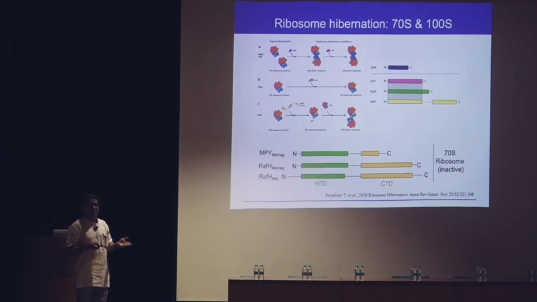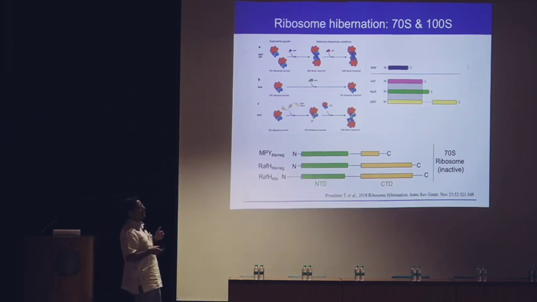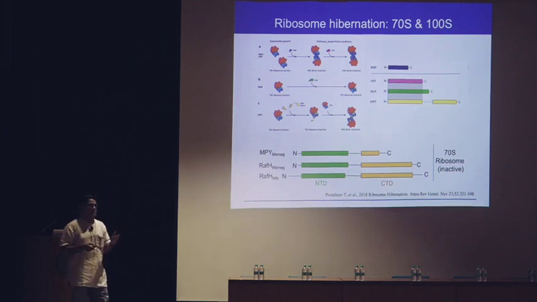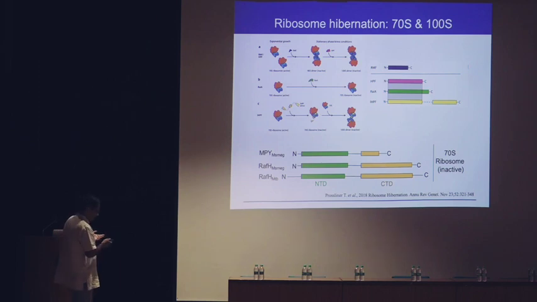It doesn't form 100S. That was the question we wanted to address. What is the problem? Why can it not form 100S? What is the advantage, disadvantage, etc.? Why have Mycobacteria evolved with this kind of mechanism?